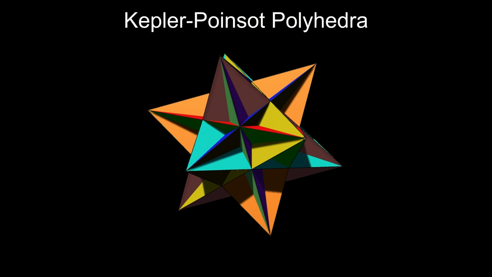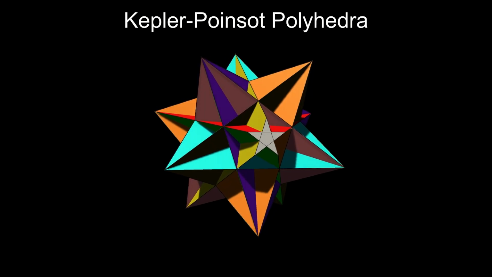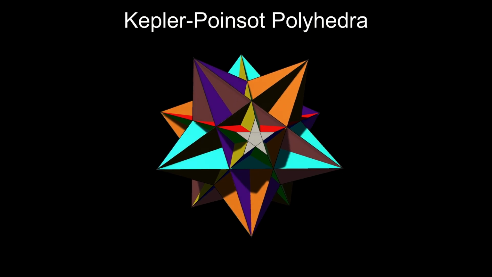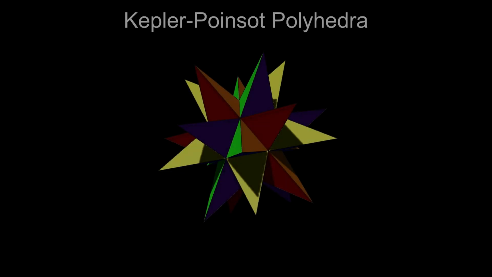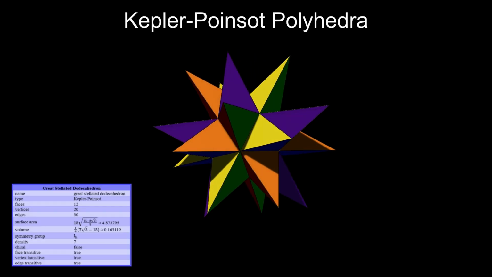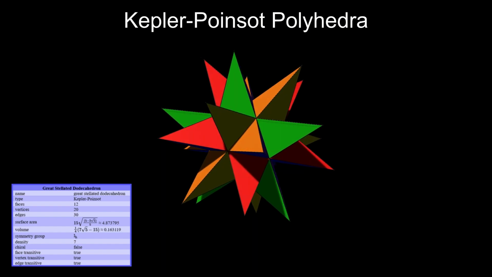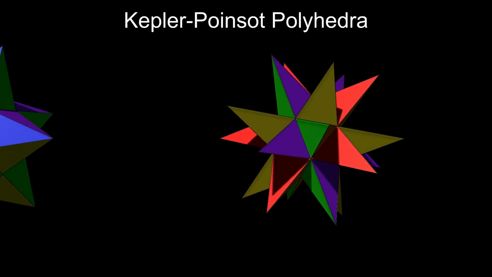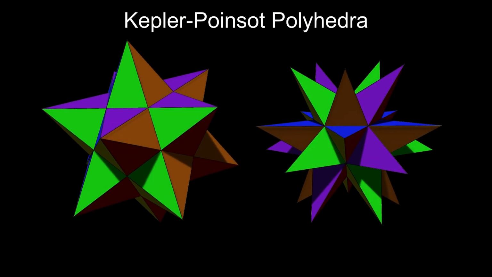Turning to the great icosahedron, its vertex figure is also a pentagram. Its faces are triangles, so its dual must have 3 pentagrams surrounding each vertex. This is the great stellated dodecahedron. These 2 polyhedra were found by Johannes Kepler in the 1600s, although they had been illustrated earlier.